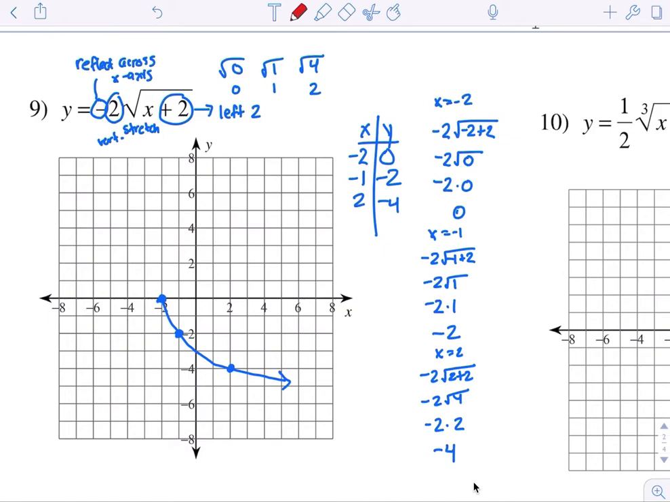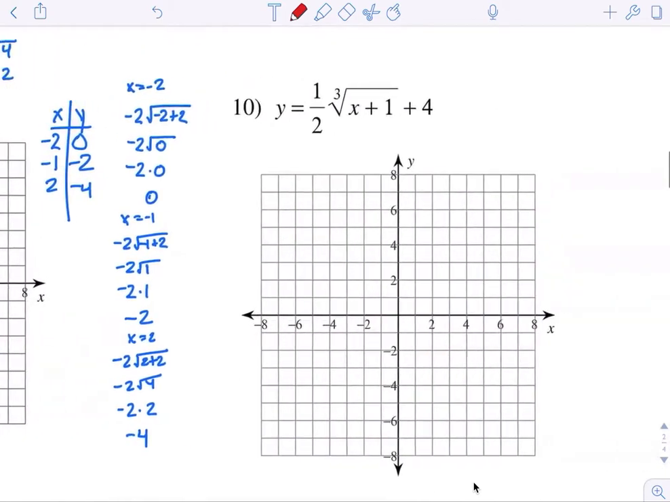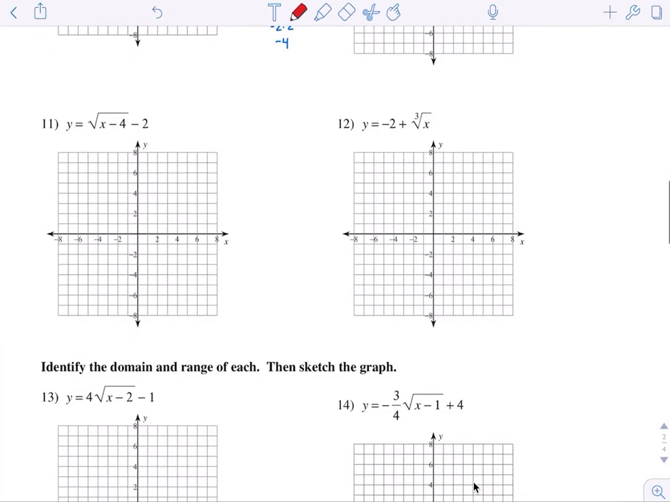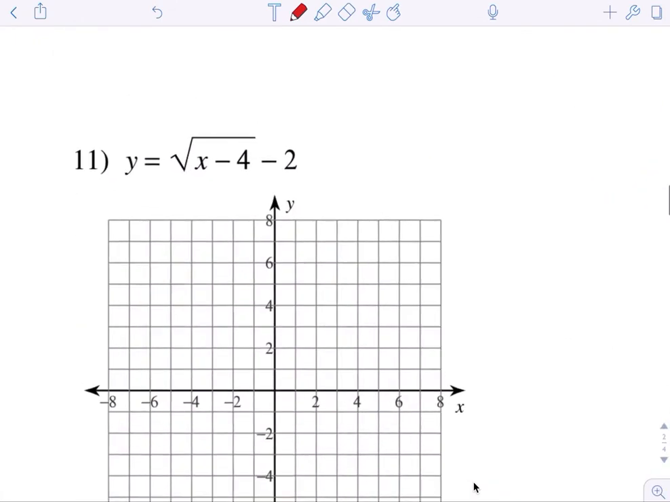So do a table, you guys, for precision, and then write the transformations that you do know, which should even more emphasize that your graph is correct. Oh, we're not doing that one. We're not doing 12 either. All right, so here we go.